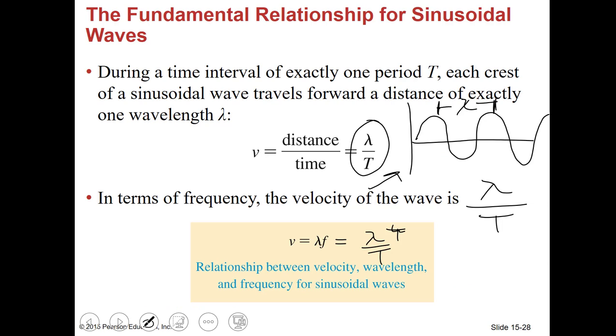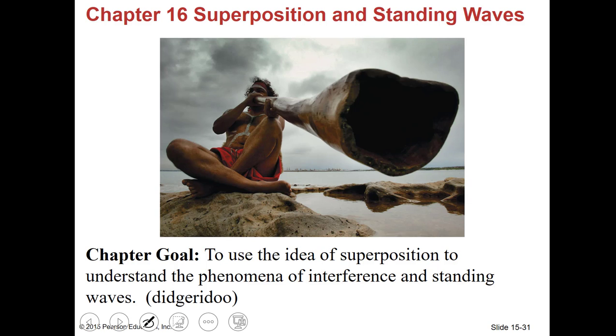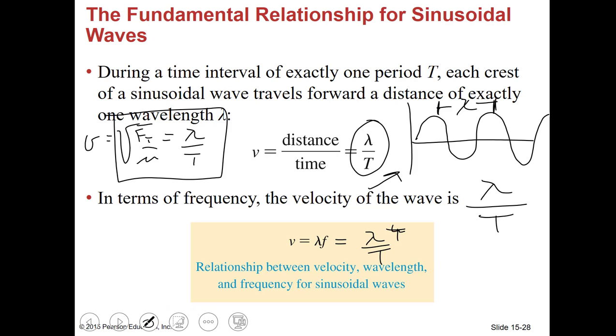Let me include it over here. So the speed is the square root of tension divided by mass per length, but that's also equal to the wavelength divided by the period. Okay, so that's a useful relationship we can use. Really, that's the bit about chapter 15. This was the big takeaway from chapter 15.